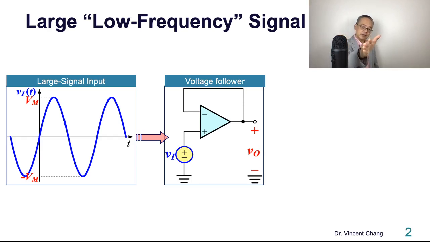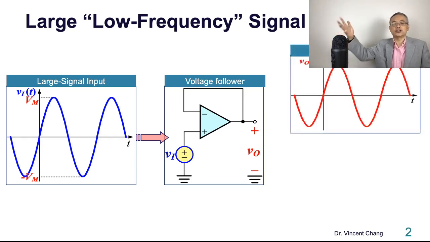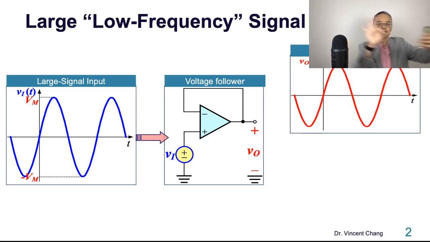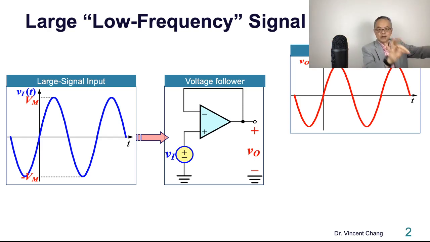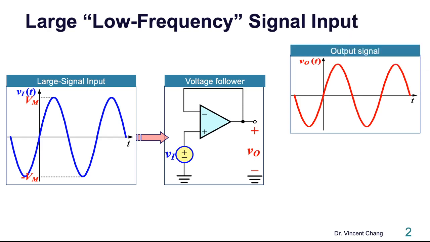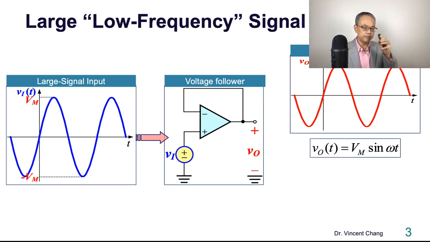What happens when the large, low frequency signal is sent to a voltage follower? Because it's a follower, you change, I change. It's going to be in sync like this. I'm dancing like this, right? This is input, this is output. All right. So large signal in, and then large signal out. Now let's start a little bit of math.